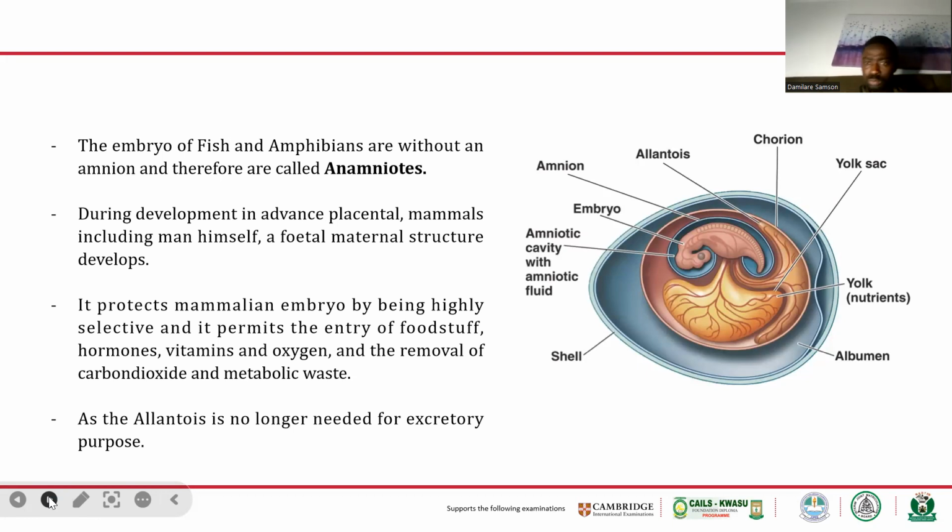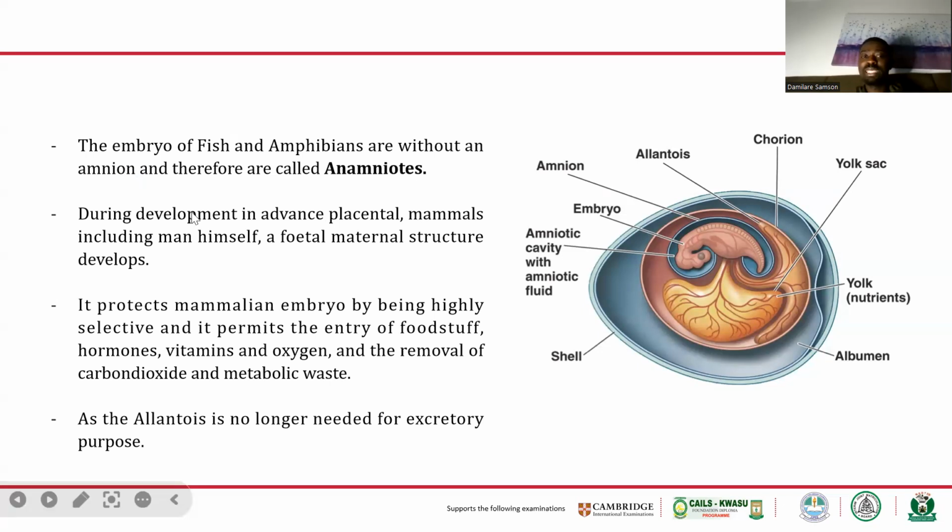And the next one here, I think it should be the last slide. So the embryo of fish and amphibians are without an amnion and therefore are called anamniotes. Now, anamniotes, an means none. So anytime you see an in front of a word, it means they don't have it. And they are none, because they are without an amnion.